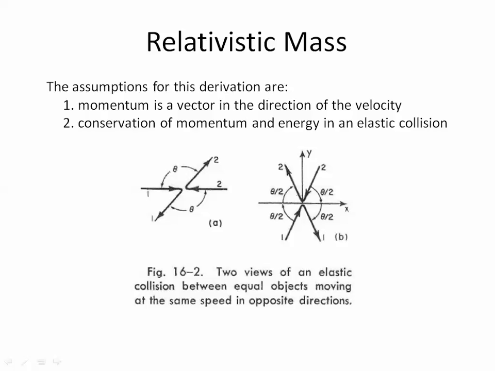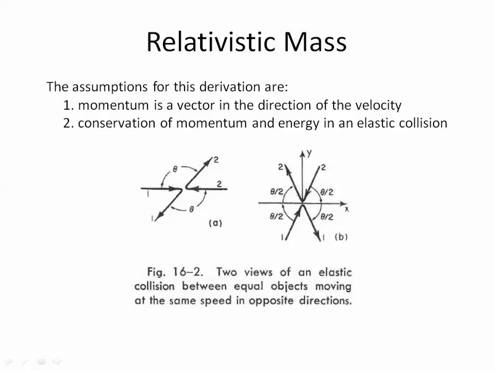We now derive the relativistic mass equation assuming the law of conservation of momentum and the law of conservation of energy using the guideline just stated. We assume that momentum is a vector and that the direction of the momentum vector is the same as the direction of the velocity vector. We apply these situations to the specific case of an elastic collision. The diagram at the bottom of this slide is taken directly from the Feynman Lectures on Physics, Volume 1, Chapter 16.